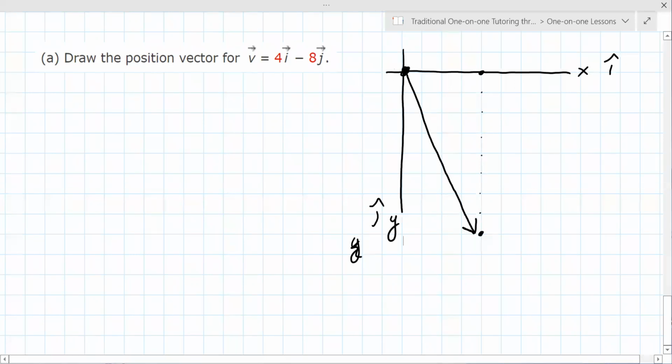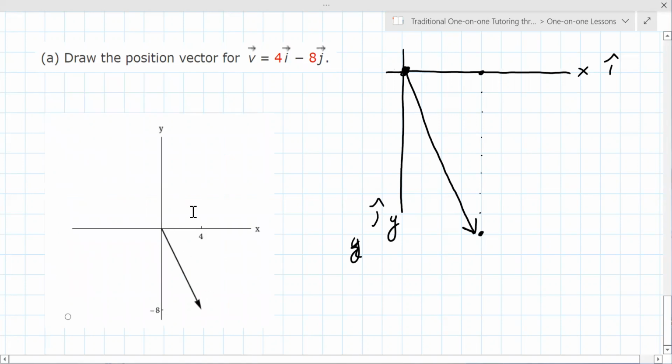Okay. All right, now this one is multiple choice, but let me show you the correct option so that you can see it. It's a better graph than the one that I made. This is the correct answer. You can see they went 4 right, minus 8 down.